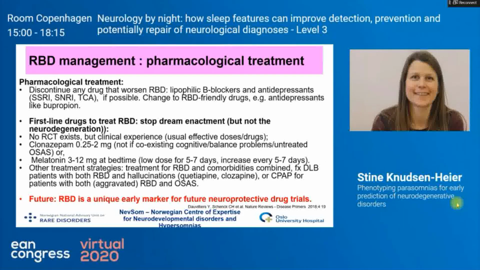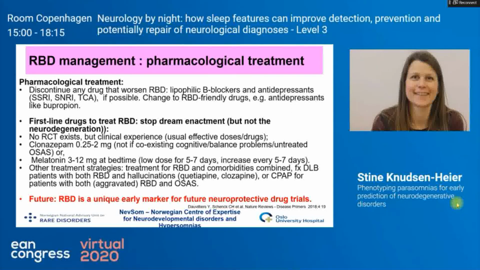There are no randomized controlled trials on RBD, but there's clinical experience. Clonazepam up to 2 milligrams is often efficient, but it can be difficult to treat if the patients already have cognitive or balance problems or untreated obstructive sleep apnea. So if they have that, an alternative is melatonin up to 12 milligrams at bedtime.